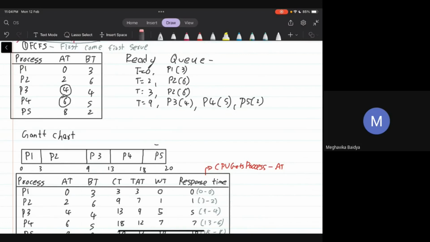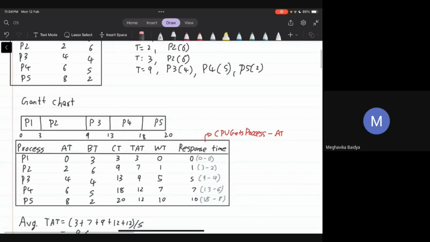Okay. So now in this question, you will be asked to calculate mainly TAT and WT. TAT is turnaround time, and WT is waiting time. They sometimes also ask to calculate response time, but mostly they probably won't ask.